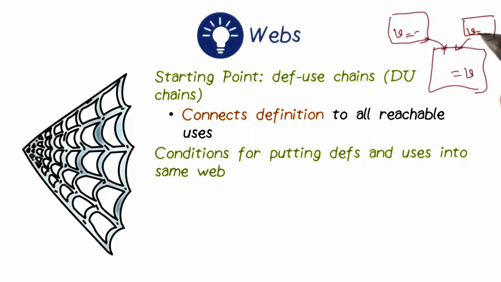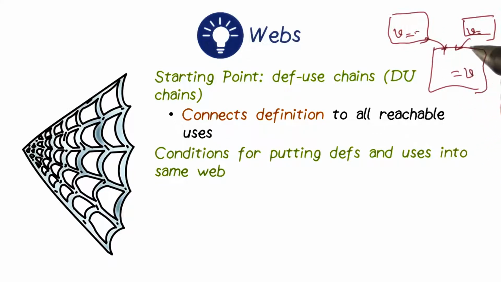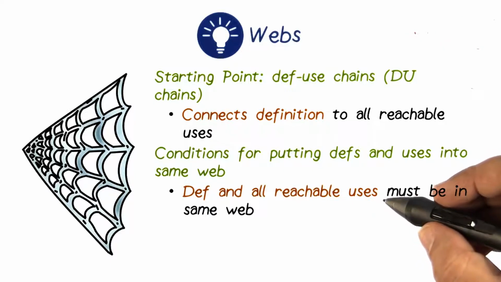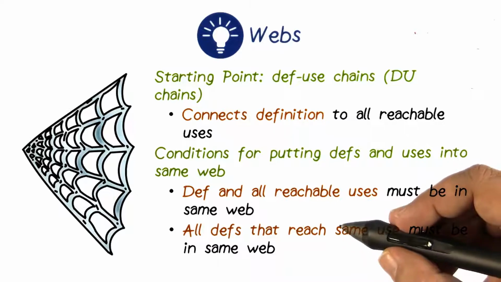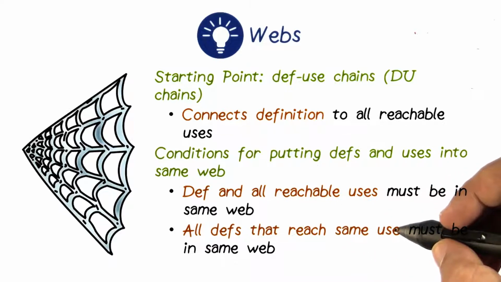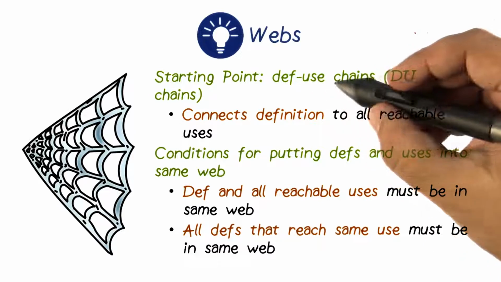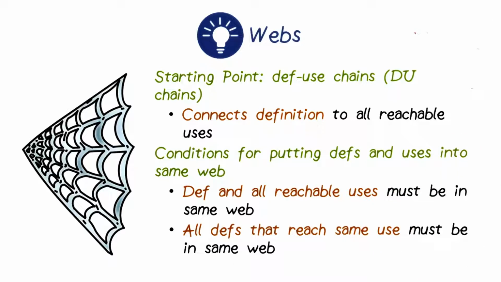That is why all these three should be connected together into one web, and that's the essential part of defining a web. So as shown by this particular example, the definition and all reachable uses and the other corresponding definition, they all must be a part of the same web. And so what is the web? It consists of all definitions that reach the same use, and also all the uses that connect to a given definition. So it's a transitive closure of what we call DU chains across the basic blocks, and that defines a web. We are going to look at certain examples to make this concept clear in the next few slides.